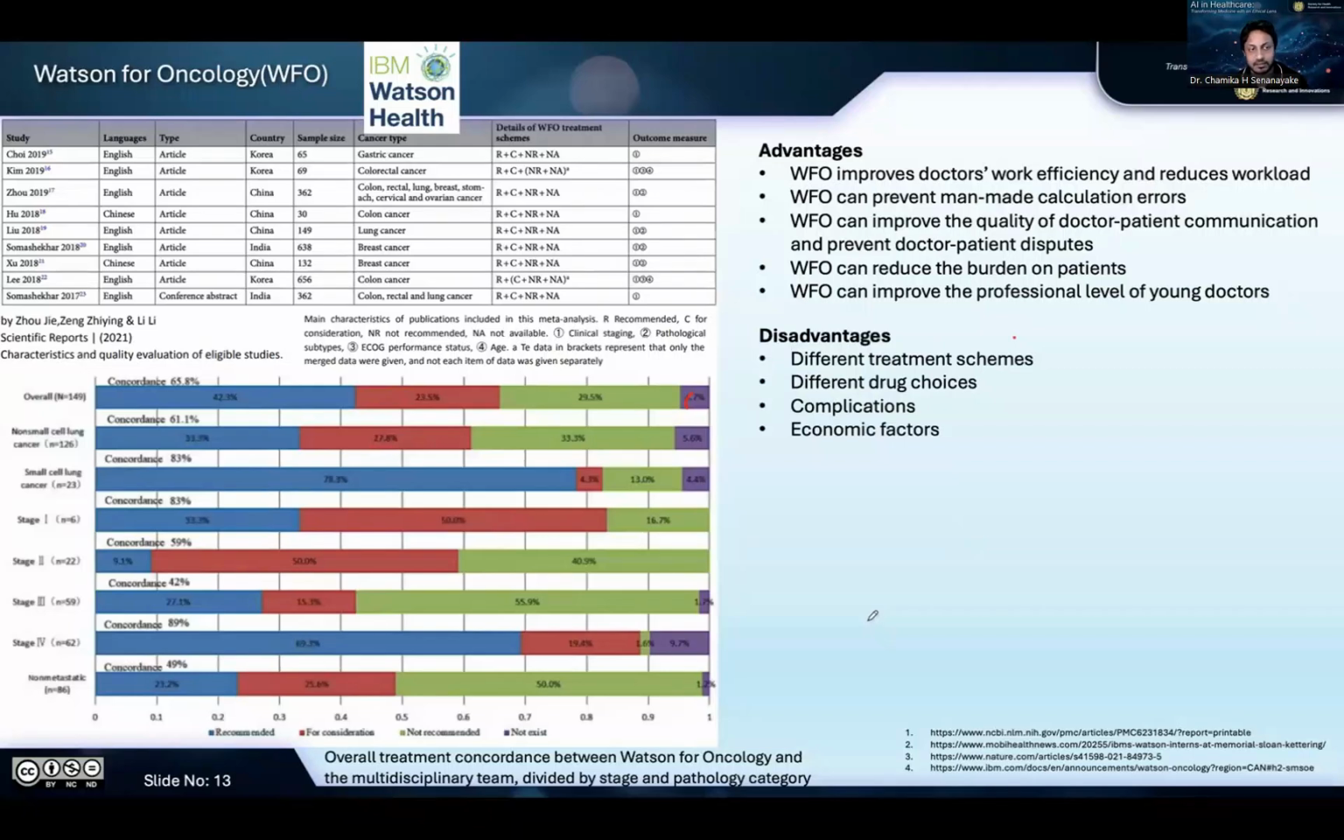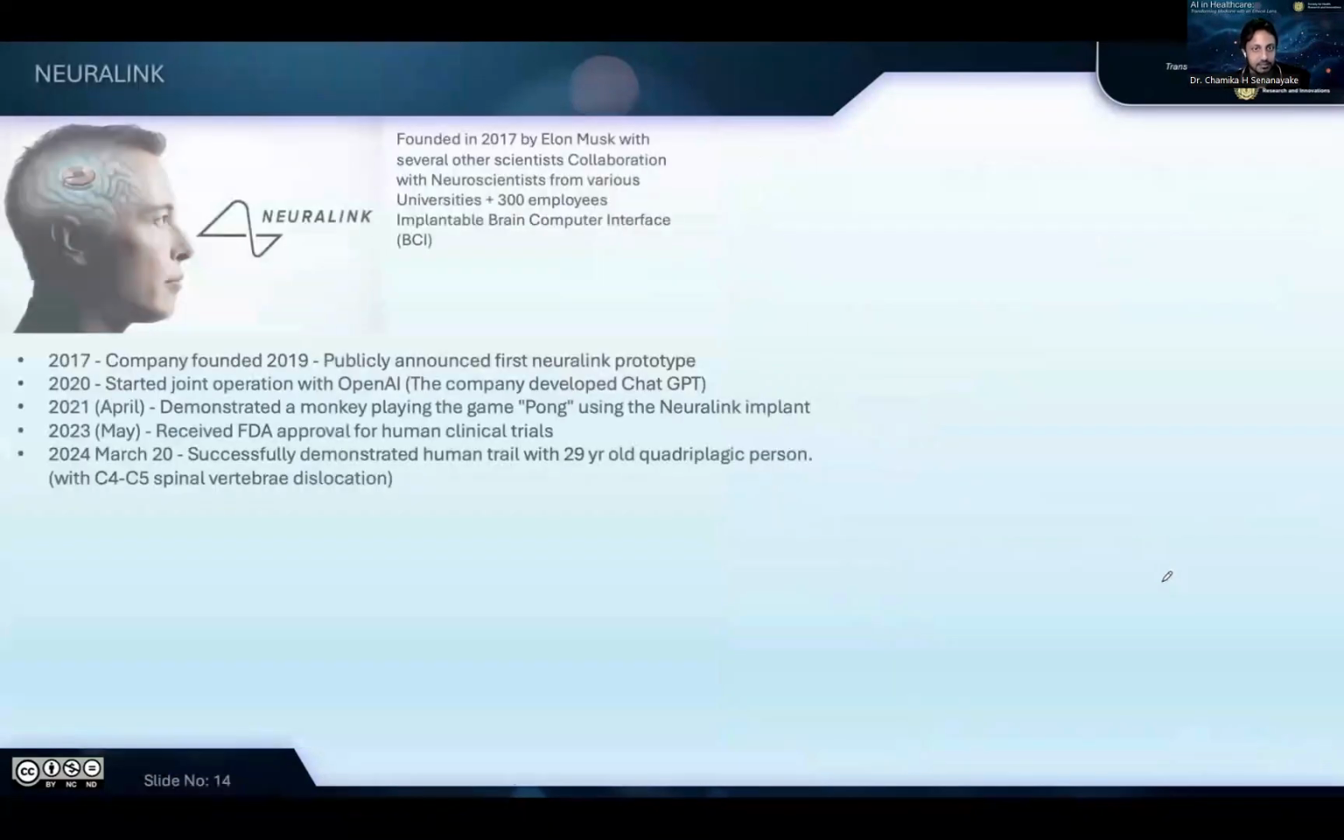But the disadvantages. Different treatment schemes are there, different drug choices are there. It can lead to a lot of complications, and economic factors are always an issue in this part of the world. So what we have learned is that we should not follow the recommendations of AI technologies blindly. Watson for Oncology acts as an assistant to doctors, but not a replacement.